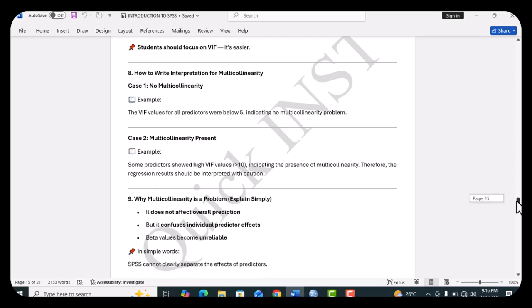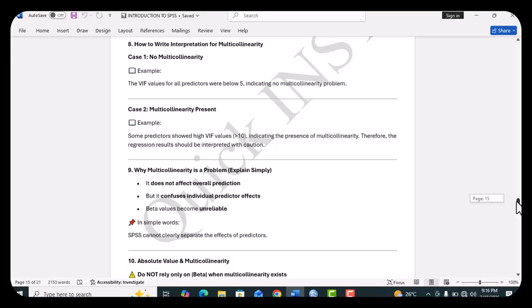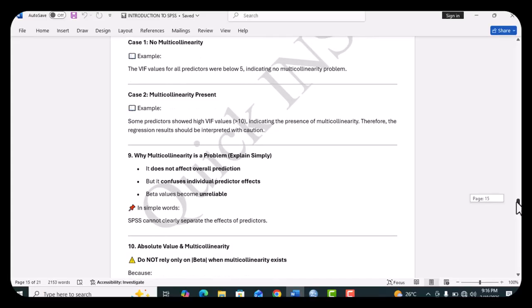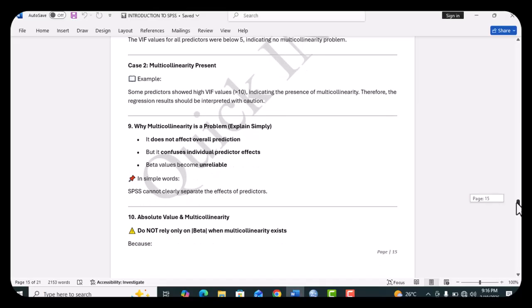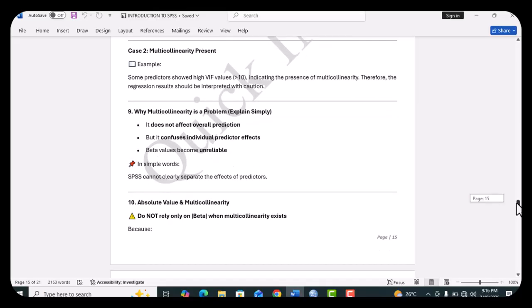So let's go straight to number 9. Why is multicollinearity a problem? It does not affect the overall prediction, but it confuses individual predictor effects. The beta values and the regression results become unreliable. You won't rely on your beta, because SPSS cannot clearly separate the effect of the predictors.